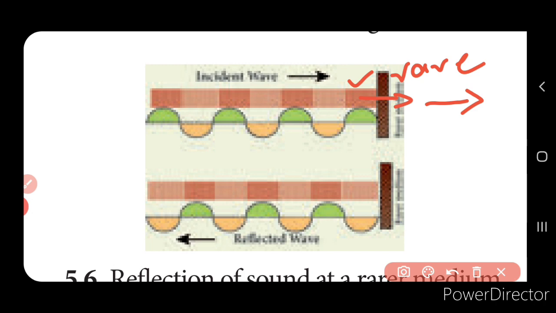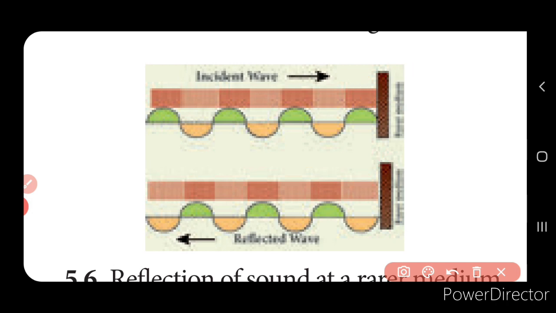So what will happen? As the particles in the rarer medium are free, because in the rarer medium there will be a smaller number of particles, and it is free to move, isn't it? So a rarefaction is created when it bounces back, right? So when it bounces back, now what? So the compression is reflected as a rarefaction, and this rarefaction travels as the reflected ray from right to the left.